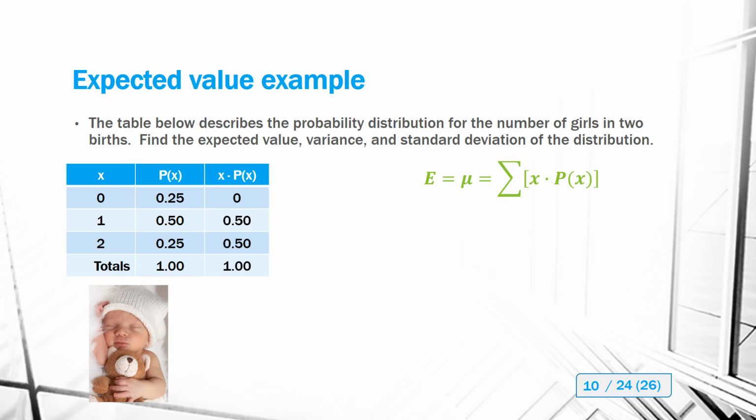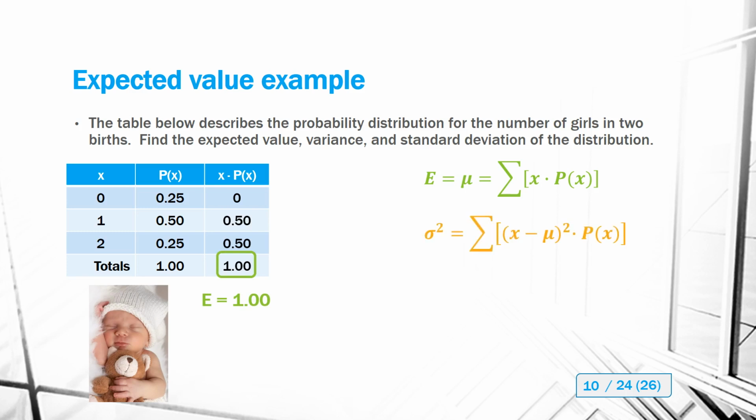That actually makes sense when you look at our probability distribution. Which of these probabilities is the highest? The 0.5 is the highest. Okay? So the x value associated with that is 1. So we would expect that the mean value of this probability distribution would either be 1 or somewhere close to it. And that's what we have. So our expected value is 1.